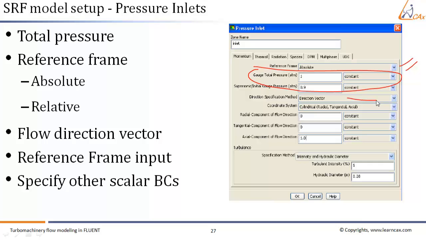The frame of flow direction depends on the reference frame input. If using the absolute reference frame, we input absolute. If using the relative reference frame, we have to input relative. Other scalar boundary conditions are also required, like temperature, turbulence boundary condition, and species, which are specified in the separate tabs here.